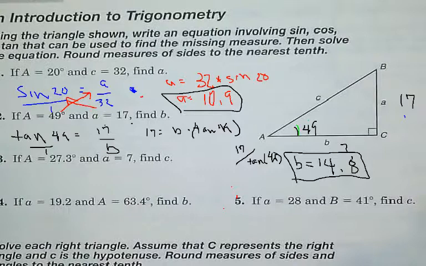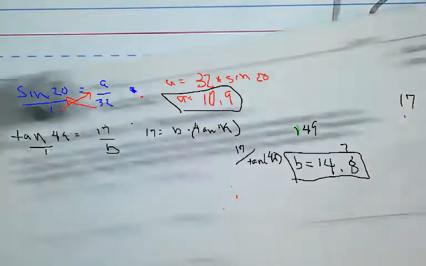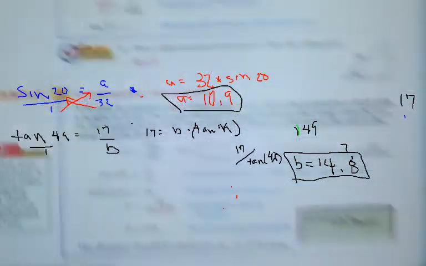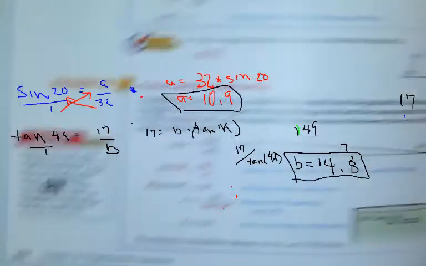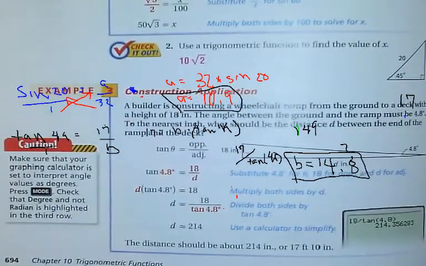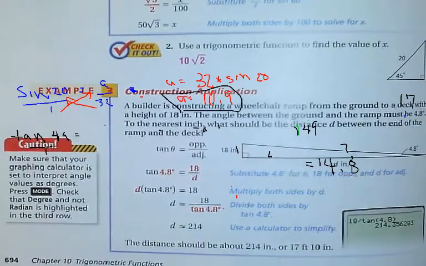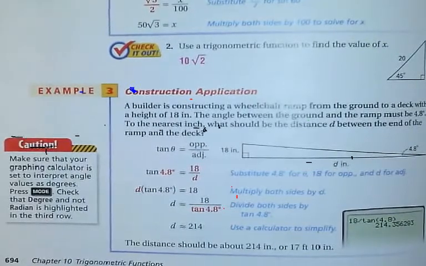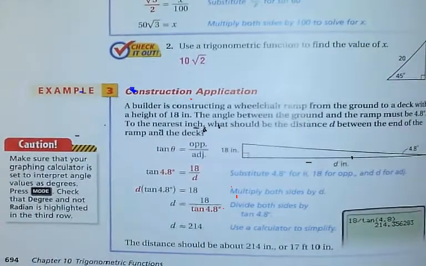Let's look at a word problem. Okay, so they're very similar. We've got to get rid of all this stuff that's in my way. Let's see if we can erase all this junk. Yeah, I got it all. There we go. So this is a word problem from your book. We're just looking at it to make sure that you understand what's going on. This word problem is from page 694.